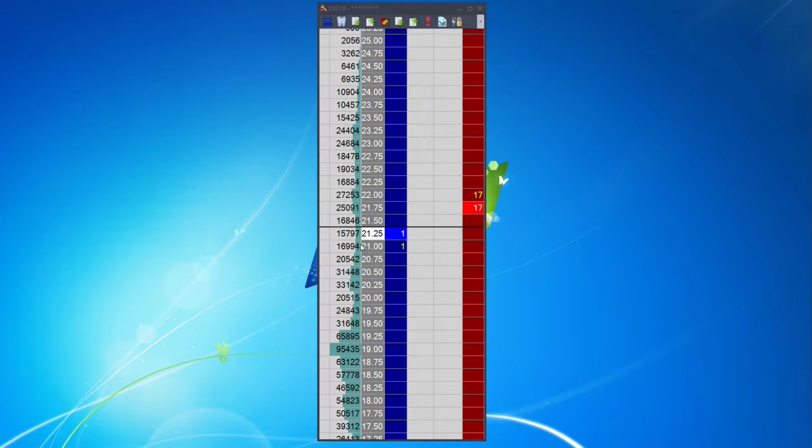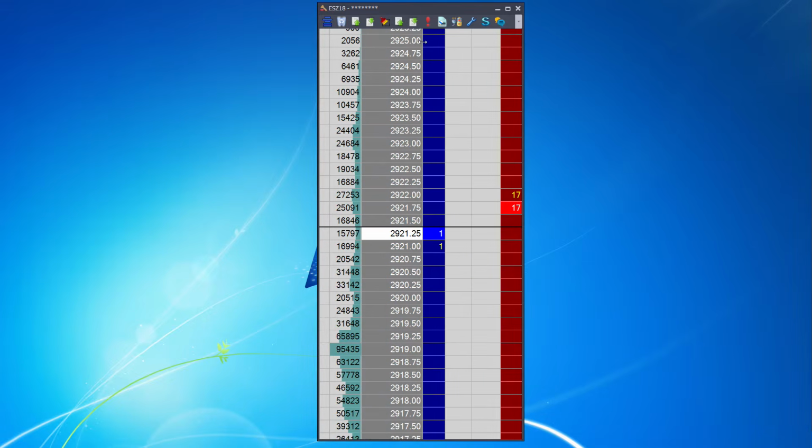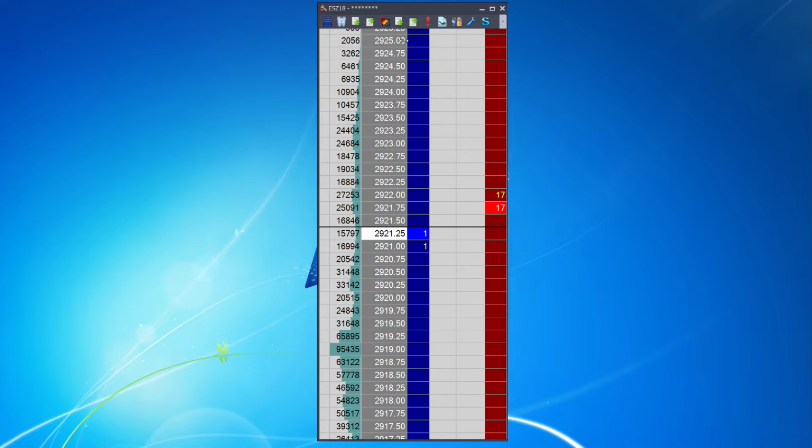Now, this is not $21.25, just so you're not confused. I can expand these columns, and the particular DOM I'm using is from a company called Jigsaw Trading. Anyways, you can customize the colors and the information. You can delete columns. They have really world-class DOMs, and that's why I like them.